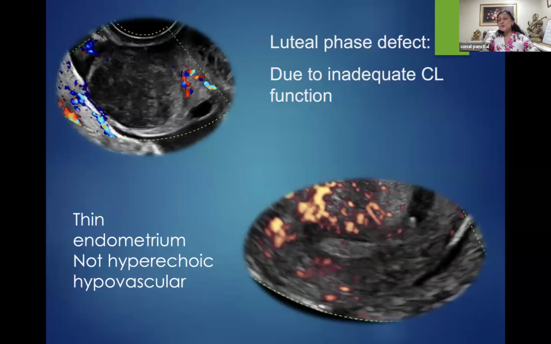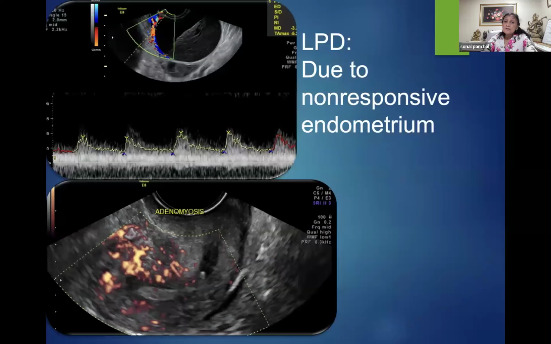Coming to the second condition, which is a luteal phase defect, usually due to inadequate corpus luteal function or a corpus luteal failure. If the corpus luteum has failed, that means now you have a cystic structure which has hemorrhagic echogenicity, non-hyperechoic walls, but still has a scanty flow. This is an inadequate corpus luteum. And if this is inadequate, that means progesterone production is less, the endometrium is going to be thin, not hyperechoic, hypovascular, and the uterine RTPA is usually going to be more than 3.